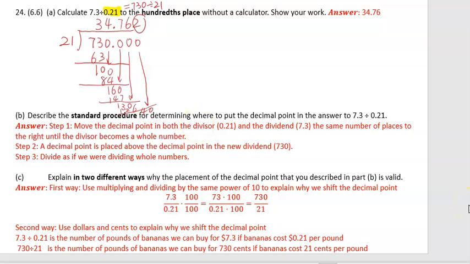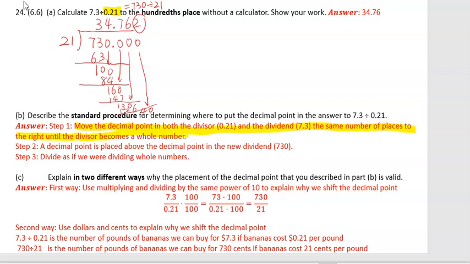Step 3 is to divide as we were dividing whole numbers, like long division for whole numbers. The only time we deal with the decimal point is in the answer above the line, where we line up the decimal point. Now, why in the first step did we move the decimal point in both numbers the same number of times? Why does this keep the answer the same?